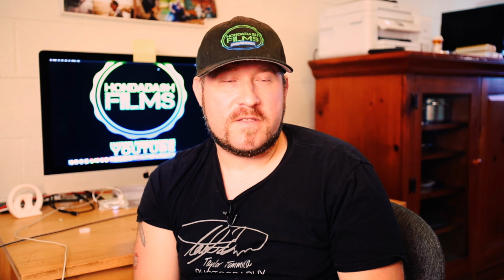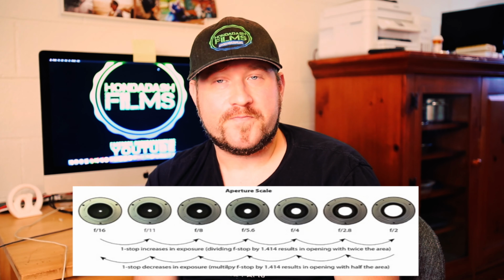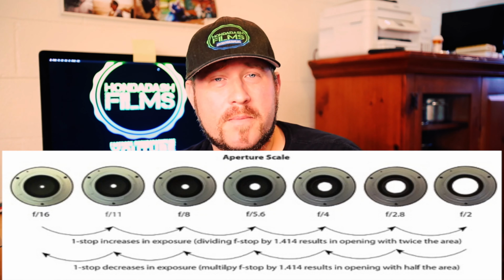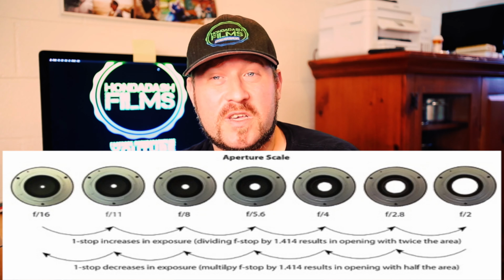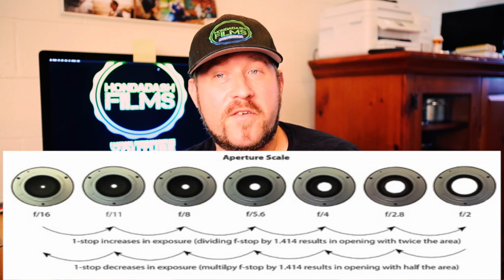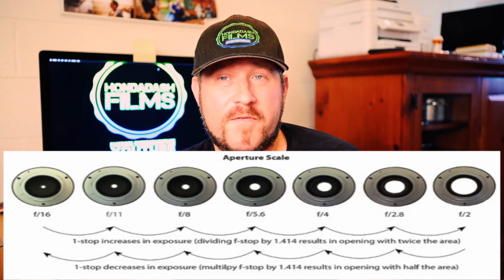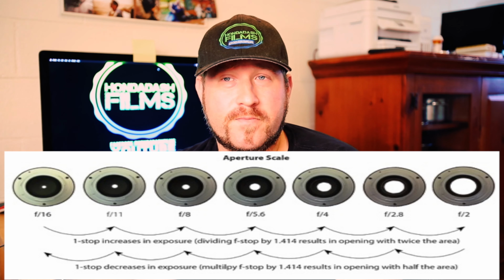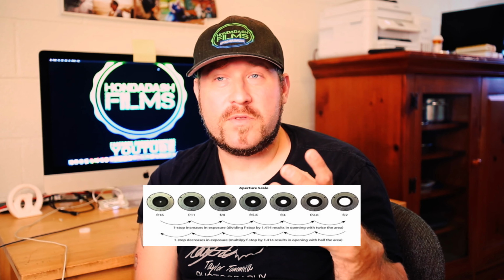Aperture refers to the size of the circular hole in the lens that lets in light. The bigger the hole, the more light reaches the sensor. In fact, each time you double the area of that opening, you double the amount of light, or increase the exposure by one stop. On the other hand, if you halve the area of the opening, you halve the amount of light hitting the sensor. And you guessed it, that will decrease the exposure by one stop.